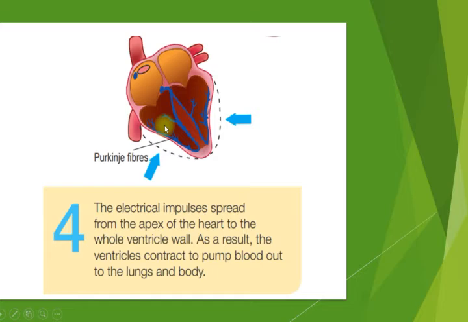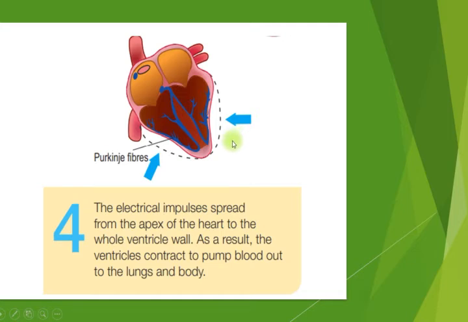It will cause the ventricle to contract and pump the blood out of the heart through the whole body, to the lungs and to the body tissue. Okay, so that is number four.